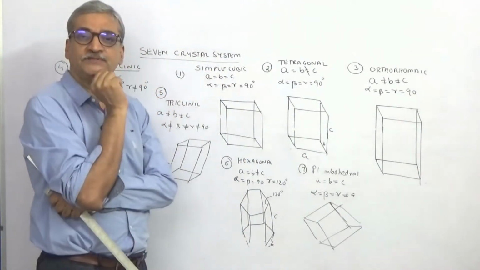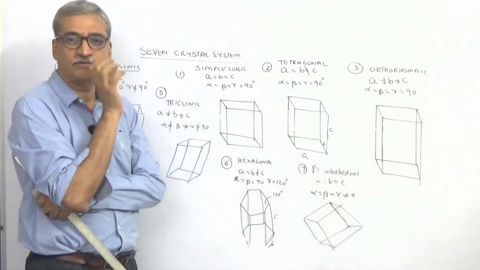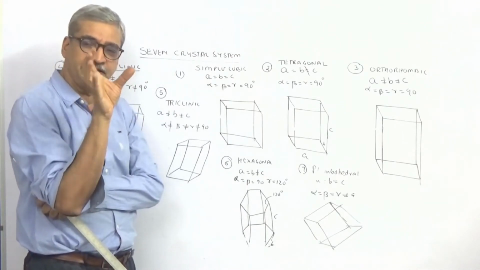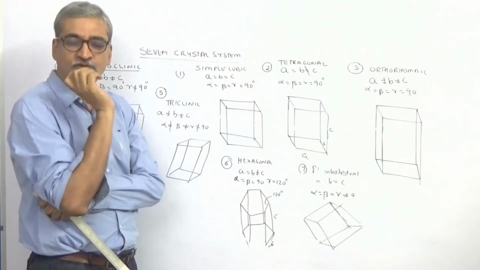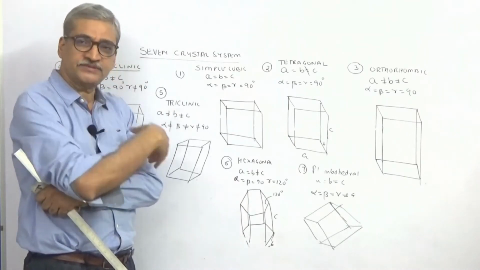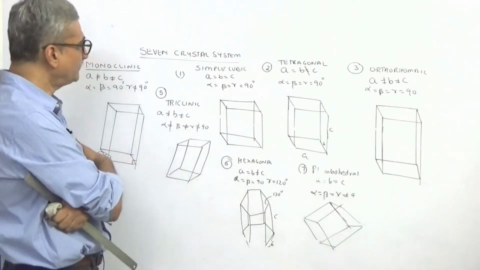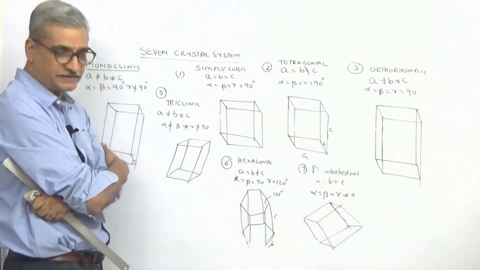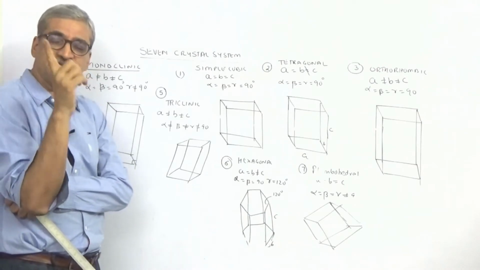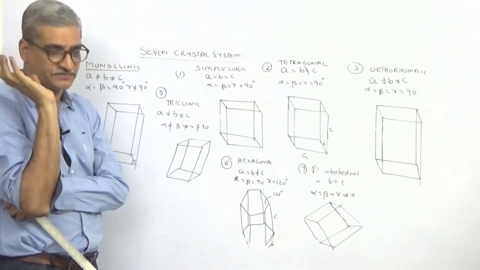In simple terms, how do we understand what is crystal lattice? I told you that whatever shape is assigned in geometry to a regular three-dimensional figure, that in chemistry we call a crystal lattice. So I told you that there are 7 crystal lattice or 7 crystal systems.